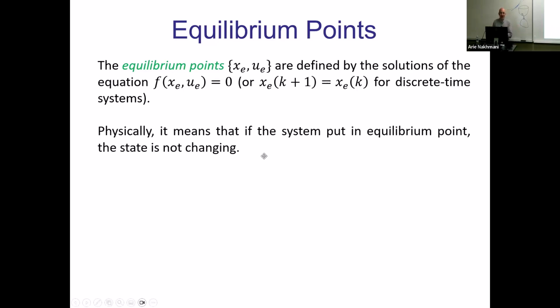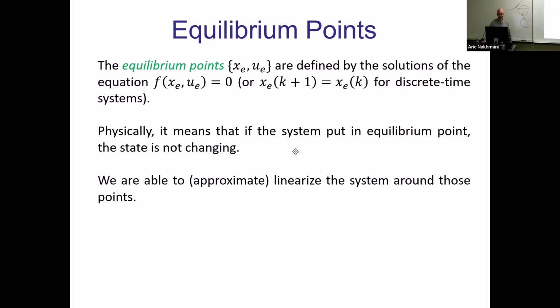And again, physically, this just means that the point stays wherever it is at this moment. And we will be linearizing systems only around these points. So all the developments that I will be doing right now in this lecture are related to these equilibrium points. So I will approximate the system somewhere close enough to the equilibrium point. It will not work far away from equilibrium points. Okay, the error will be too huge.